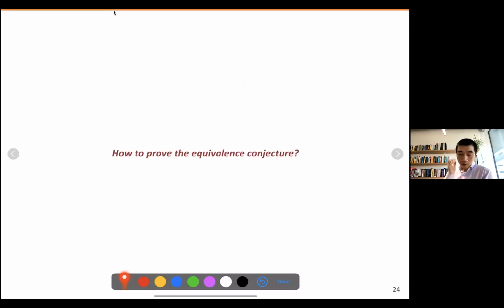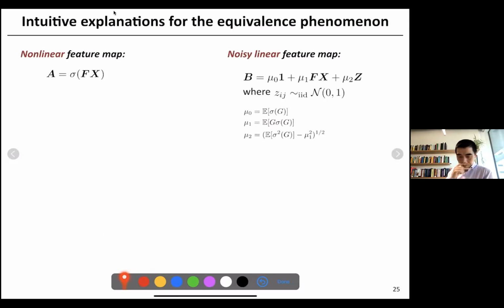If you are interested in the detail, I'd be very happy to talk to you offline about this. But what I want to really spend more time on is how to prove the equivalence conjecture, meaning just to show that indeed the A version, the nonlinear version, is equivalent to the B version, the linear version. I'm going to provide some intuitive explanation for why the equivalence can be true.